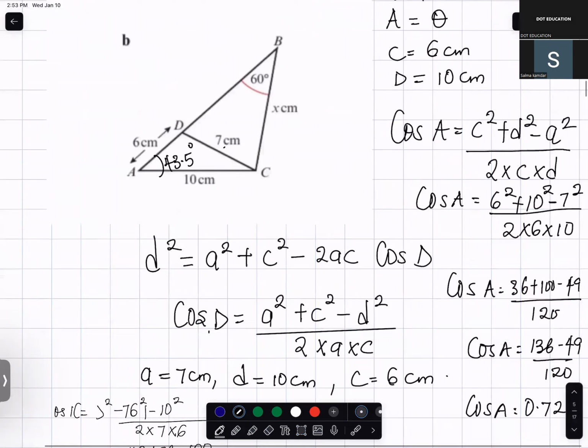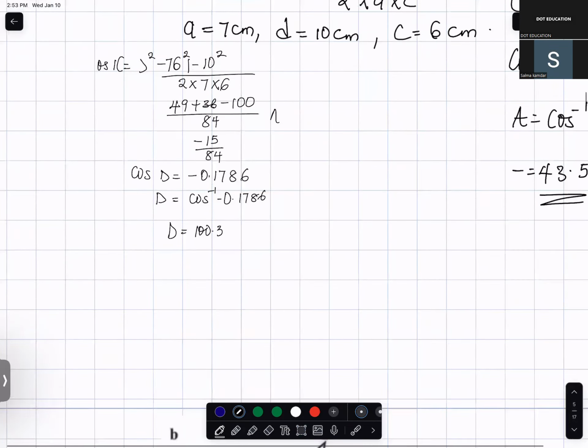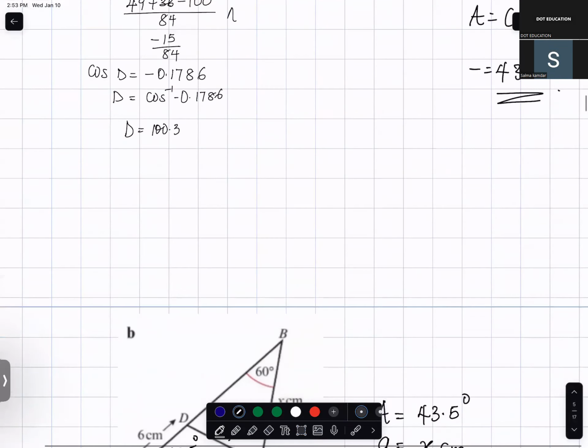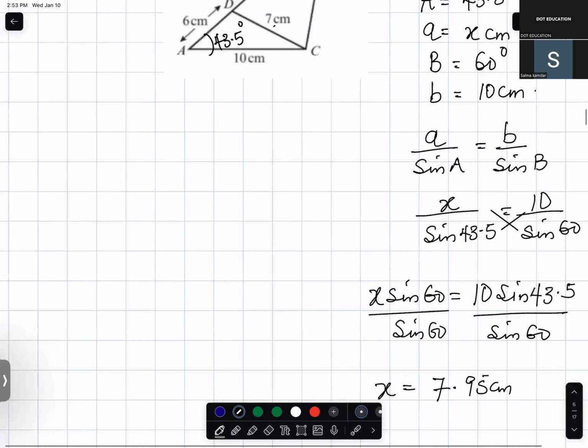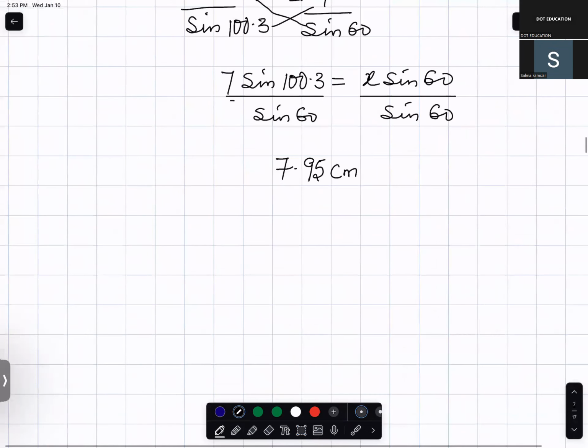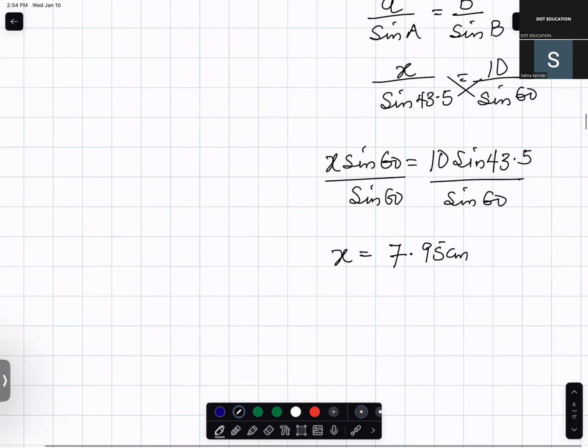So you can go back to the previous one I used. We have the same answer, 7.95 centimeters, for our answer. So you can see it here. Any of the methods you use, any of the sides you use, should give you the same answer.